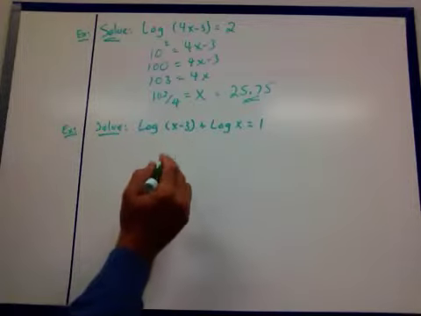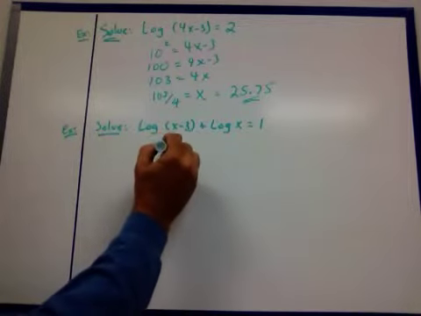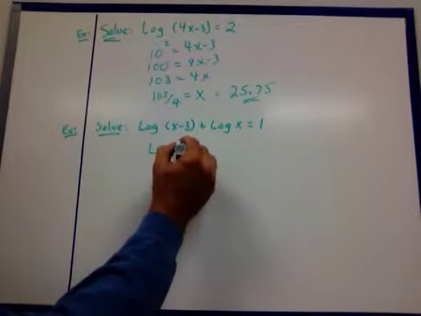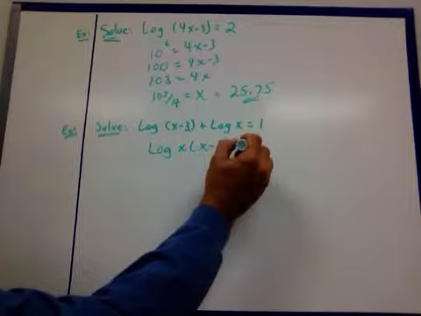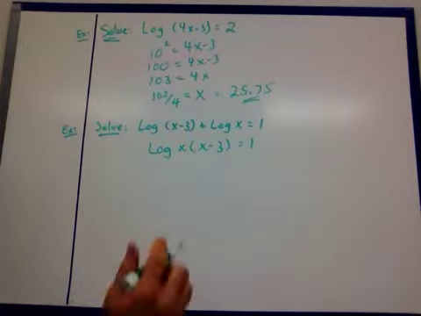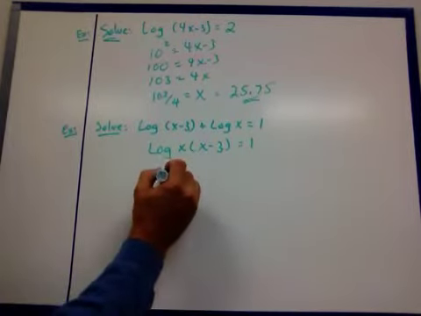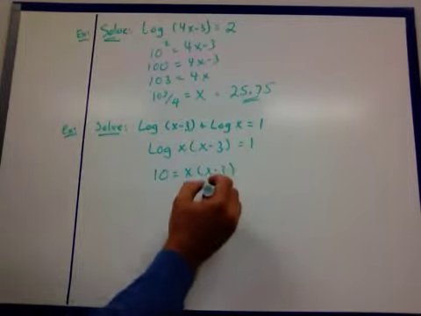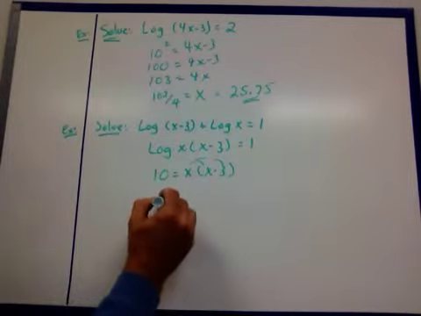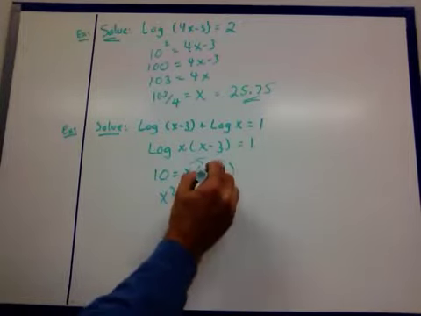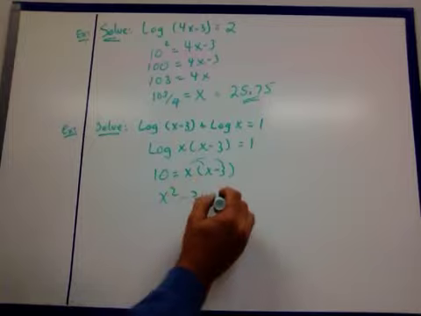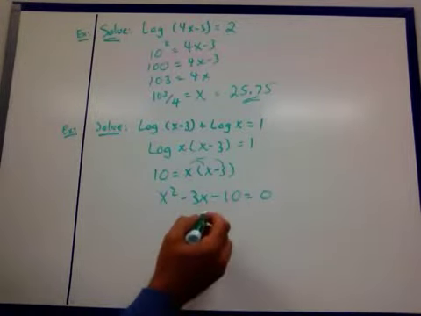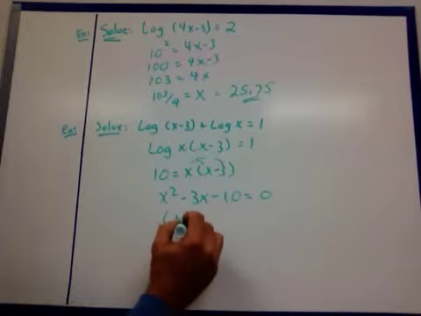Here, I want to combine first. So I'm going to get log, and this is base 10 here, okay? We're adding, so I'm going to multiply those two. Right? Then I can write 10 to the first power, which is just 10, equals x times x minus 3. Distribute that, I'm going to get x squared minus 3x, and if I minus the 10 over, because I got to set it equal to 0, I got a quadratic, all right?